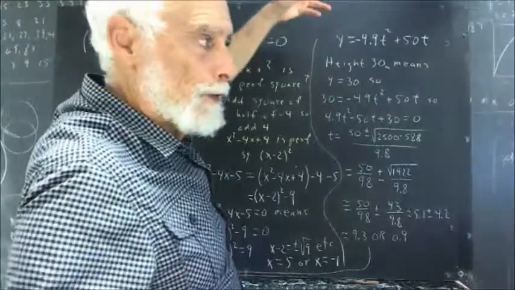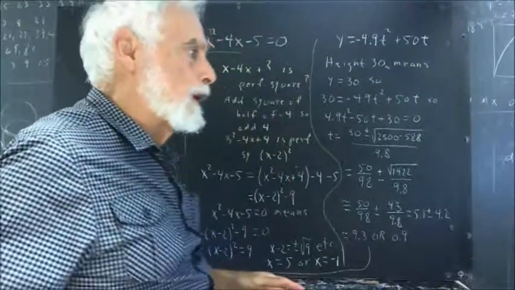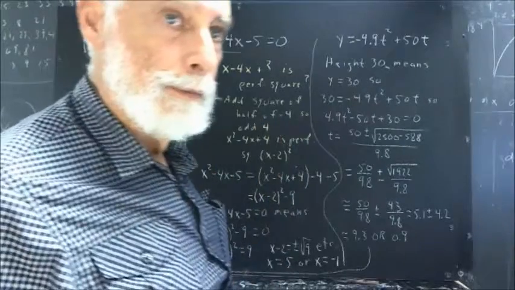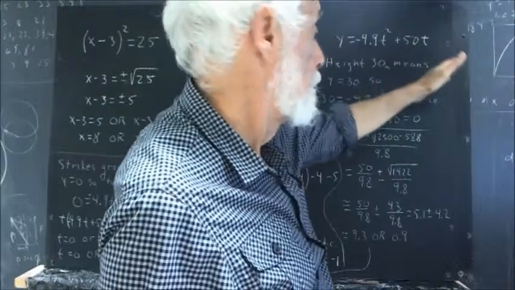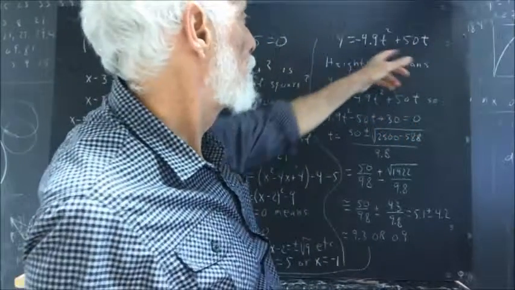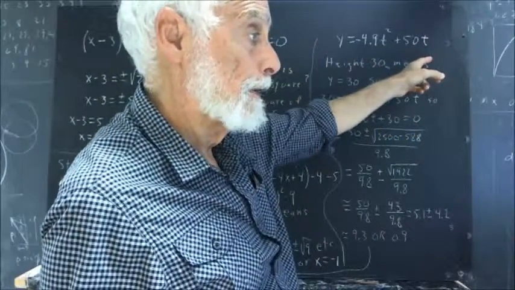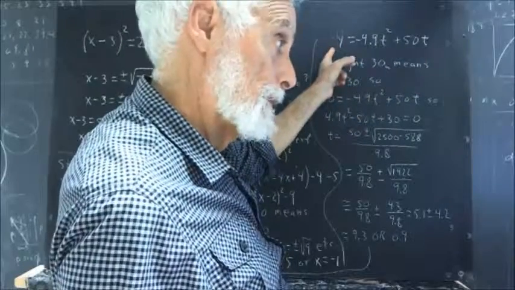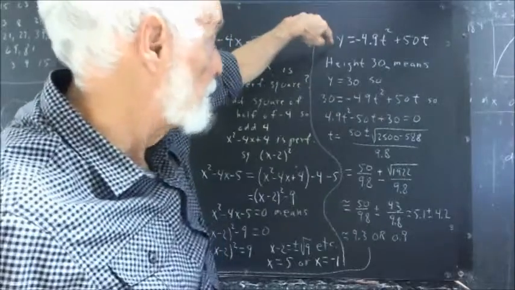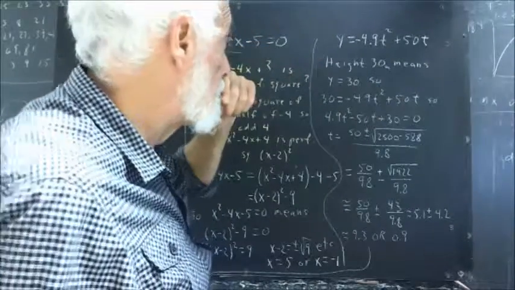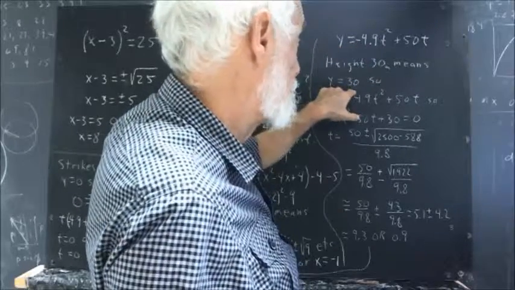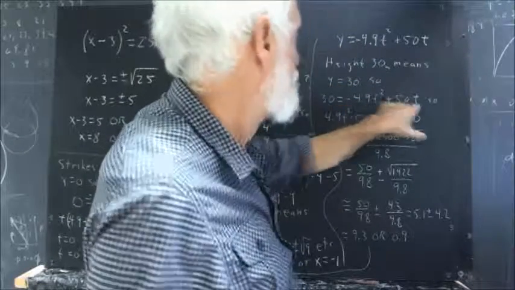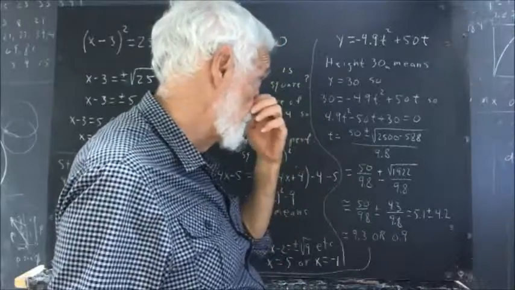Okay, so the first question asks, when is the height 30 meters? Well, look at this, y equals negative 4.9 t squared plus 50t. What is it in this equation that represents height? It's y. If you read the conditions of the problem, it's very clear that y is the height. So height 30 meters means that y is 30, so that 30 equals negative 4.9 t squared plus 50t.